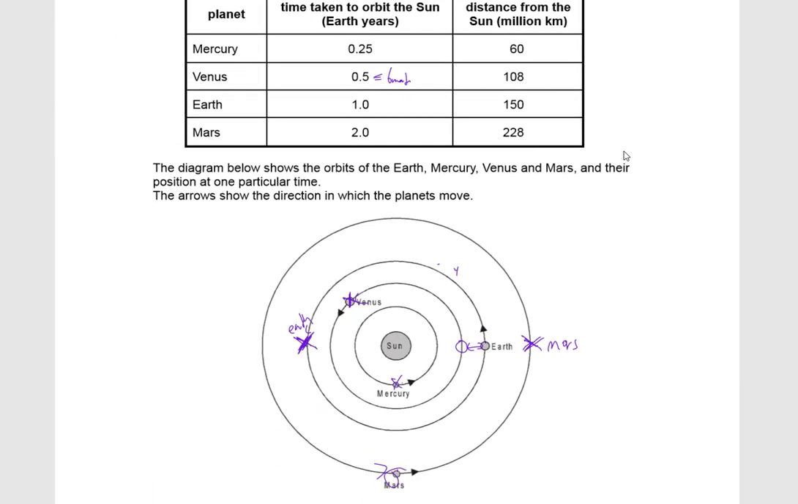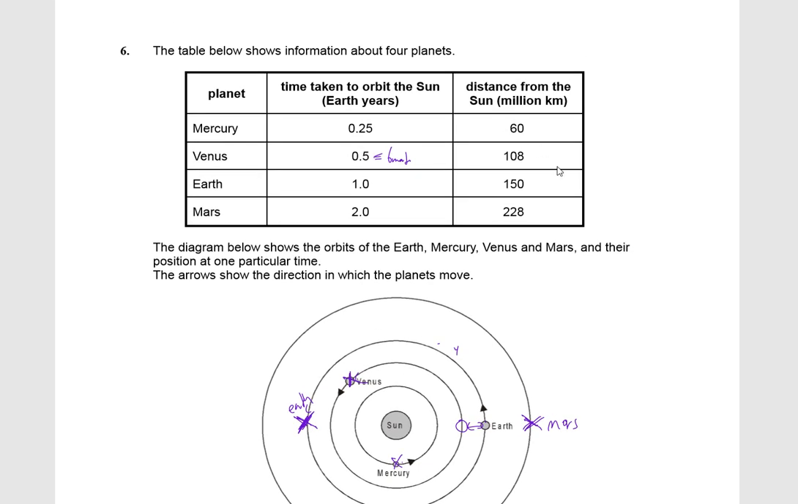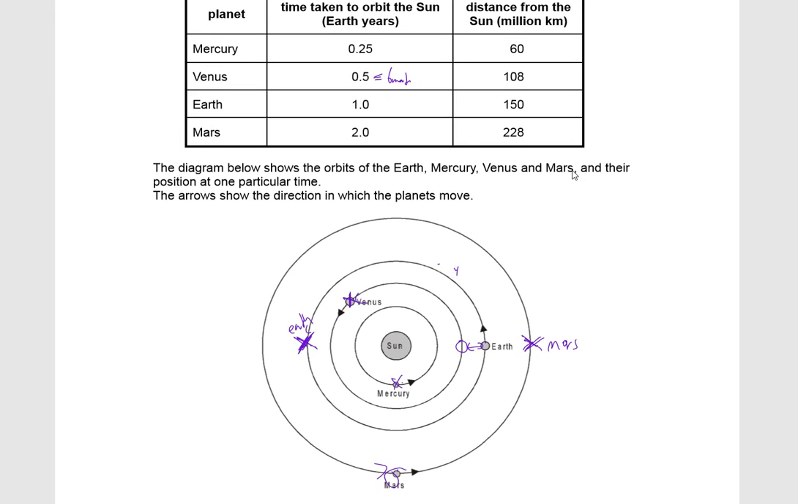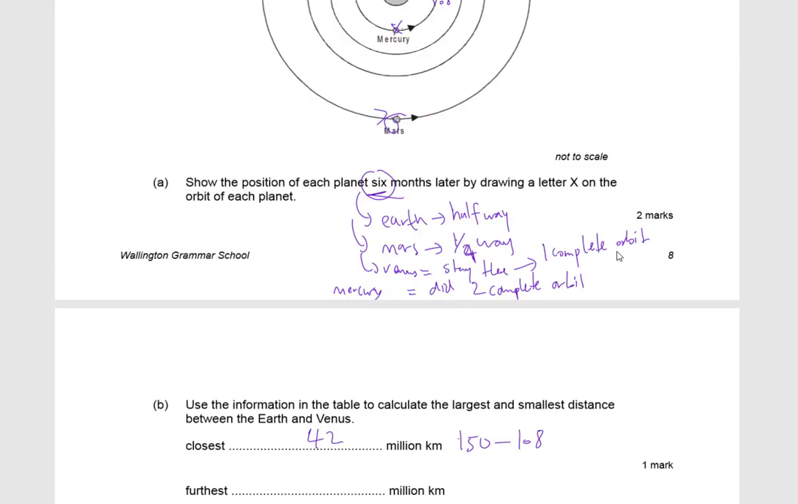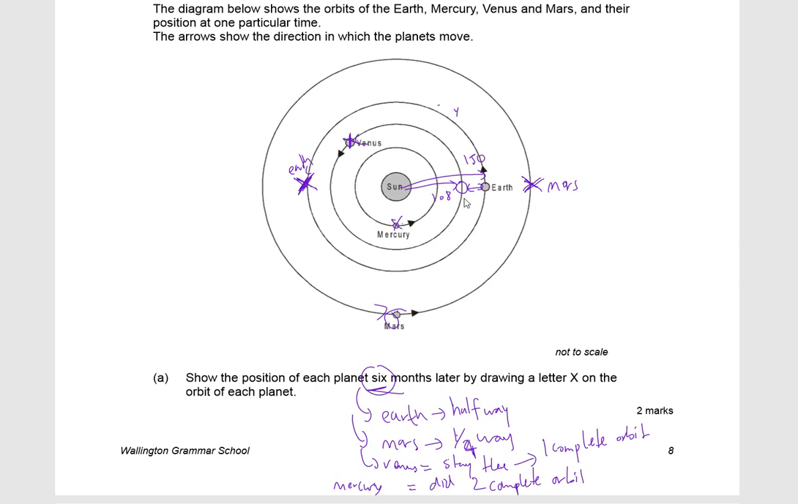Now this is straightforward because we know the distance already. We know that from the Sun to Earth, this is 150, and the distance from the Sun to Venus is 108. So therefore, the answer for this one is going to be 150 take away 108, and this will give me 42 kilometers. That's one. This makes sense because this is when they are closest.